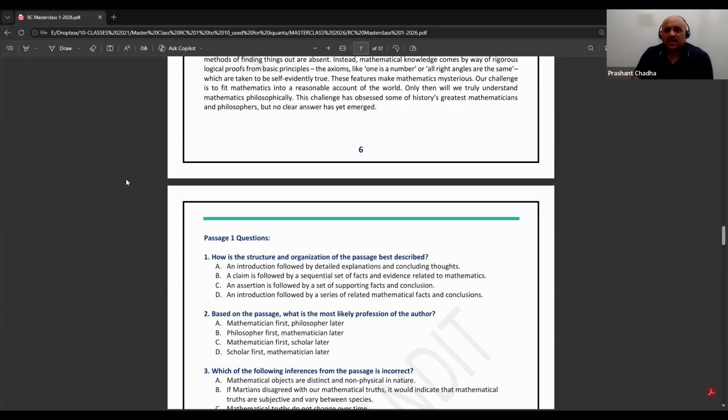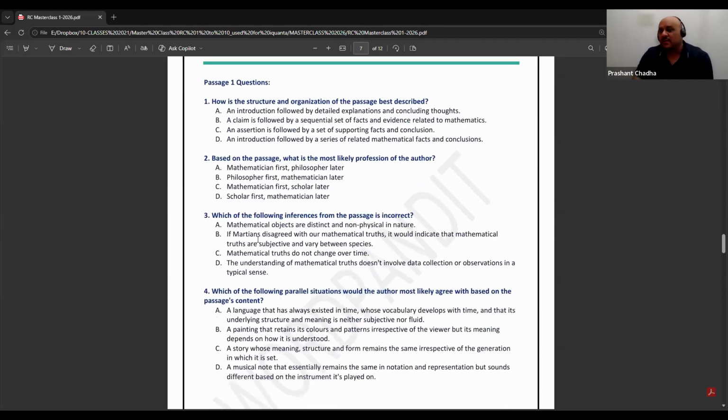Which brings us to the second question. Also the tone. Now, what is the tone, guys? Objective or subjective? What is the tone according to you?